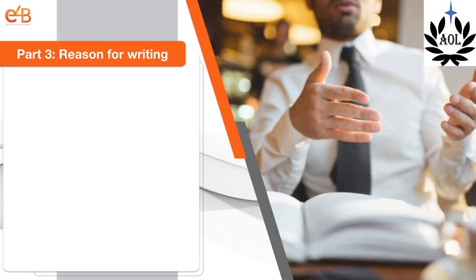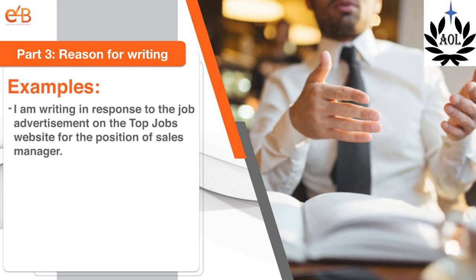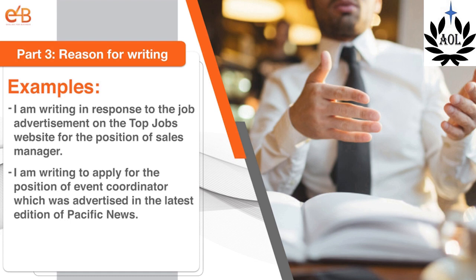The next part is your reason for writing. And this is the part of the letter or email where you tell the hiring manager where you saw the advertisement or how you found out about the vacancy. Some phrases you could use to start this part off are, I'm writing in response to the job advertisement on the Top Jobs website for the position of sales manager. I'm writing to apply for the position of event coordinator, which was advertised in the latest edition of Pacific News.